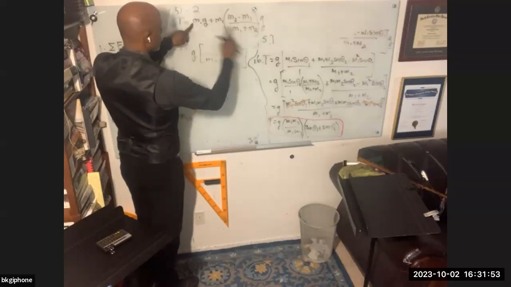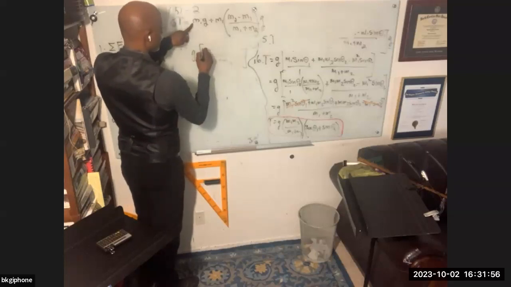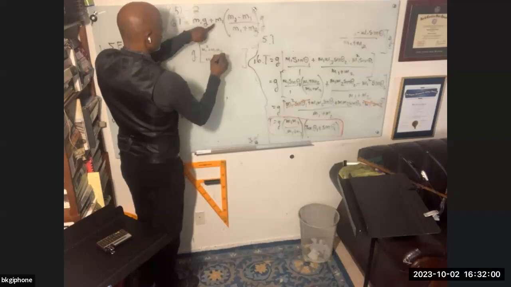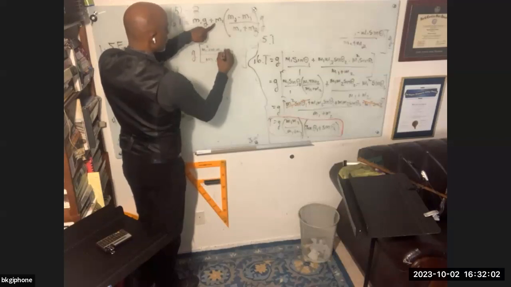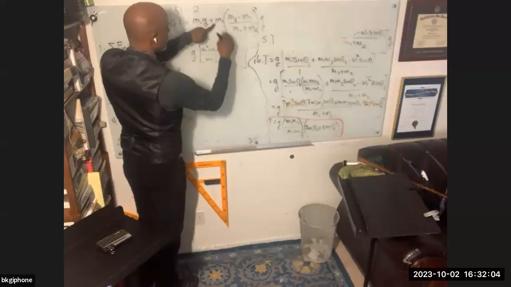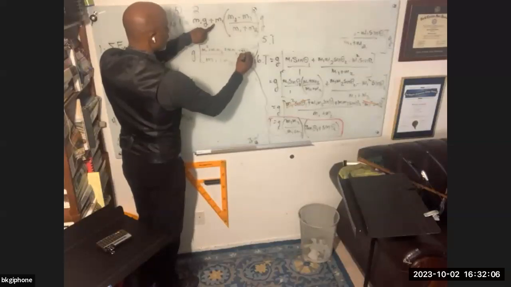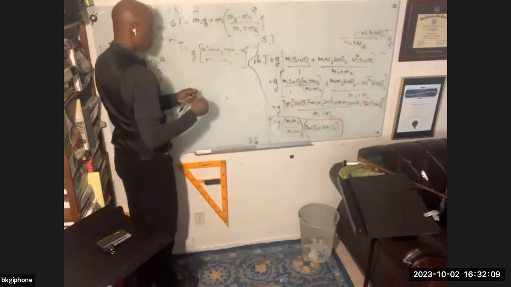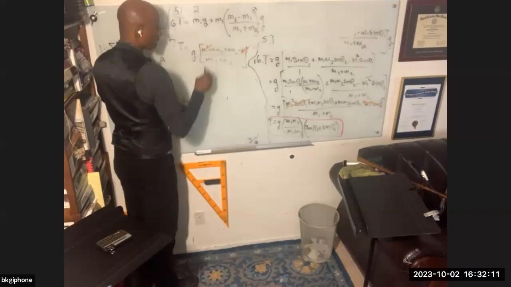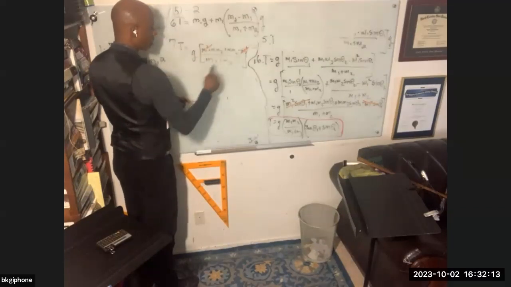So I get two terms here when I multiply. It's going to be an M1 squared plus M1 M2, and then M1 M2 plus M1 M2, and then a minus M1 squared. So that guy goes, and I get two of these.